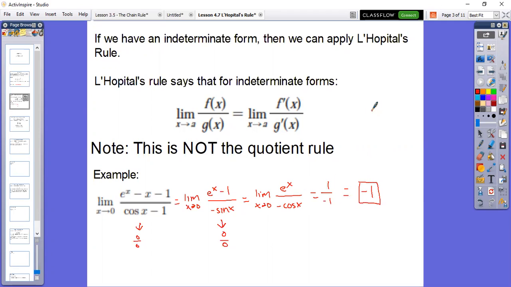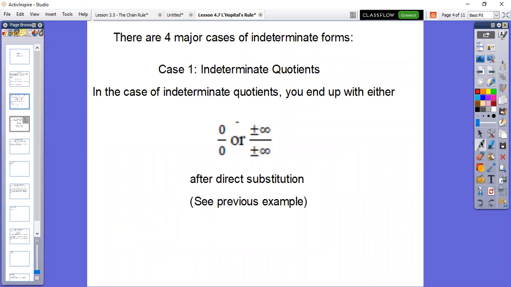All right, so that is our first type of indeterminate form, and that was 0 over 0. Again, that's the one that we've dealt with before. So there are two types of indeterminate quotients. This is the first case of indeterminate form: indeterminate quotients. That's when I get either 0 over 0 or positive or negative infinity over positive or negative infinity. In either of these cases, we have an indeterminate quotient, and we can apply L'Hopital's Rule. We did the previous example for this case of indeterminate quotients.